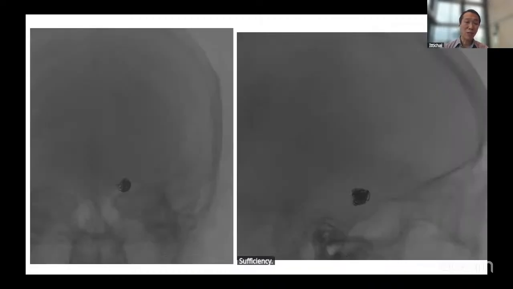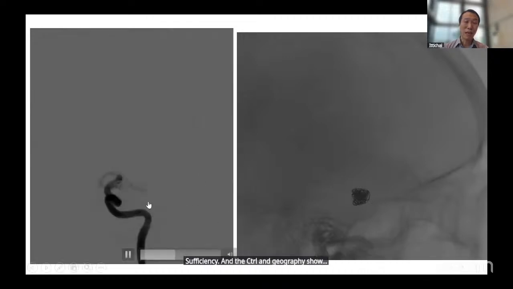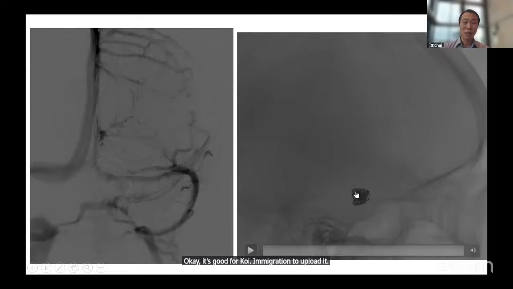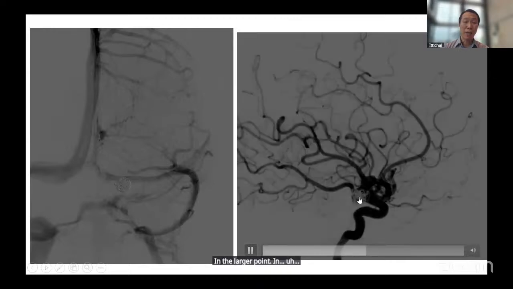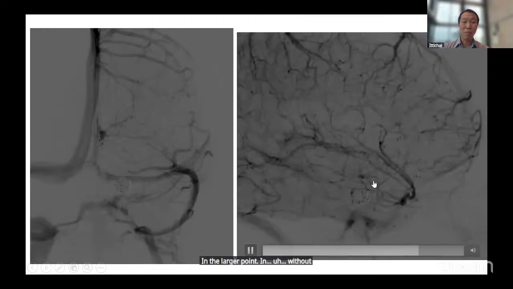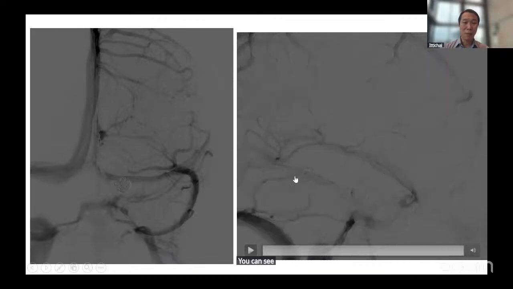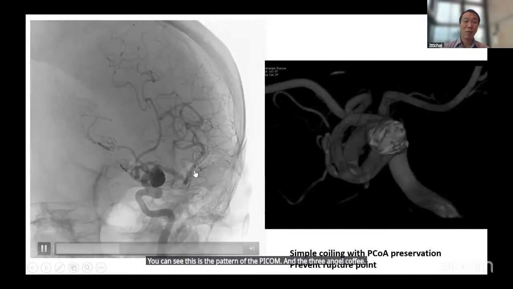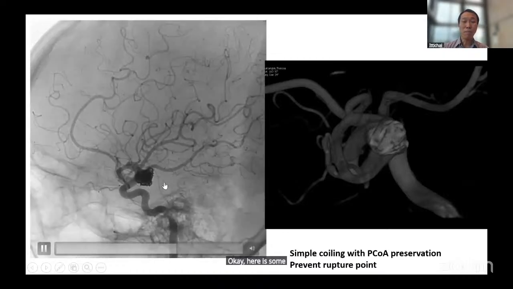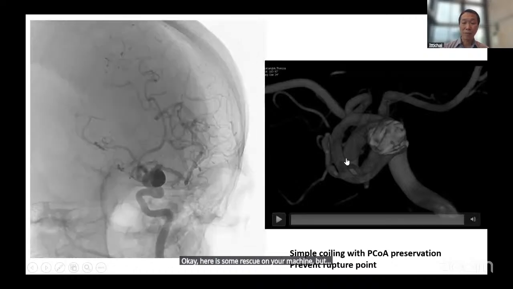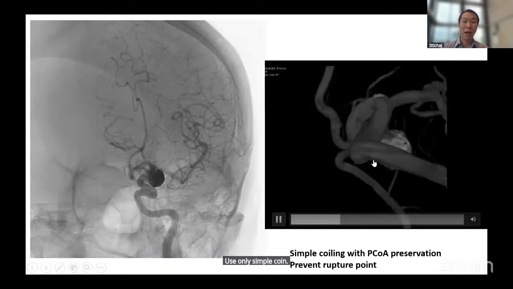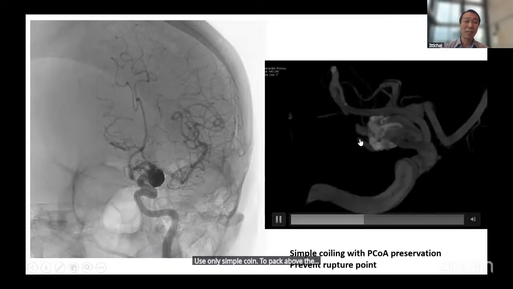The control angiography shows, okay, it's good: the coil embolization occludes the rupture point without occluding the PCOM. You can see this is the pattern of the PCOM. And on the 3D angiography, there is some residual aneurysm, but I am satisfied at that time that we can use only simple coils to pack above the rupture point.